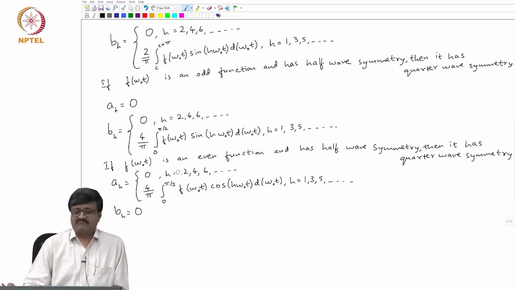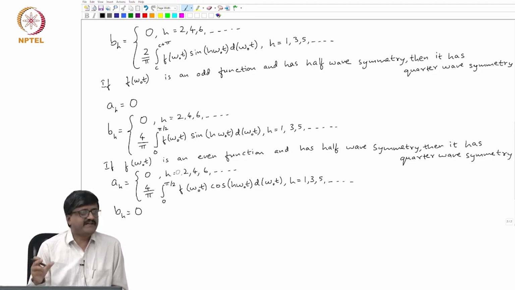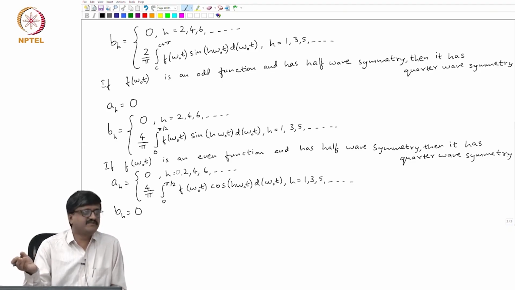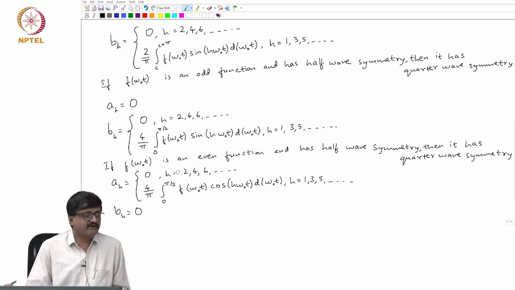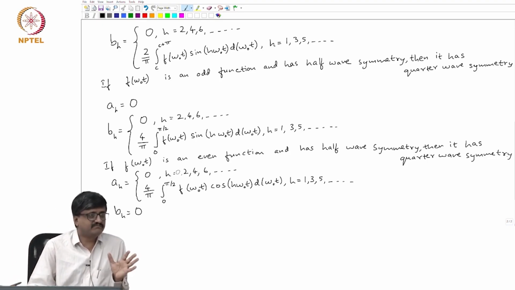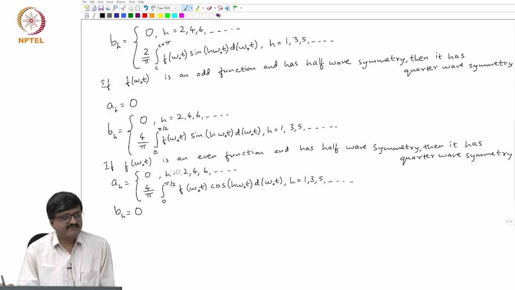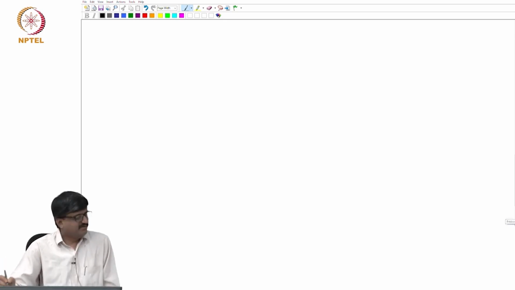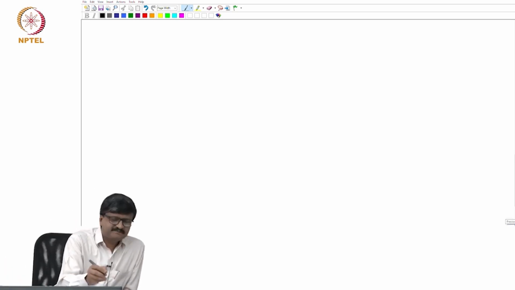So, what is the definition of quarter wave symmetry? Quarter wave symmetry means the entire information is contained in quarter cycle, but these are only two special cases. There are other possibilities where the function need not be even or odd. So, even if the function is neither odd nor even, it can still have quarter wave symmetry. So, we can have a very general definition of quarter wave symmetry. These are just special cases. So, I will try to give the definition. Let us see whether it makes sense.